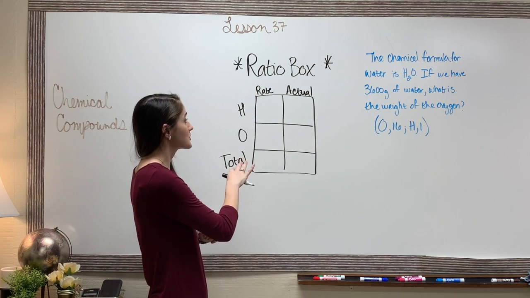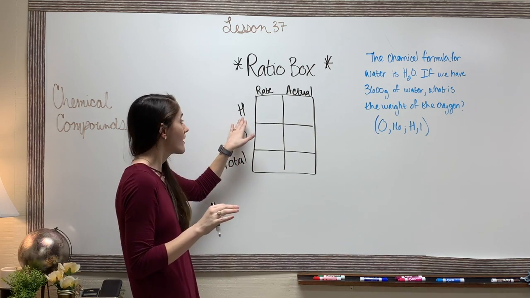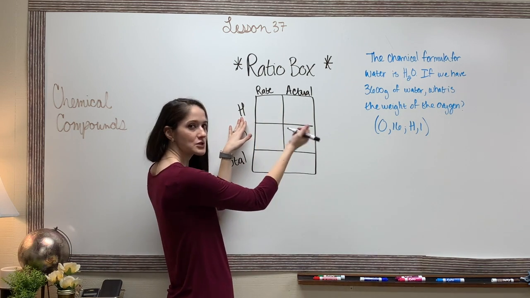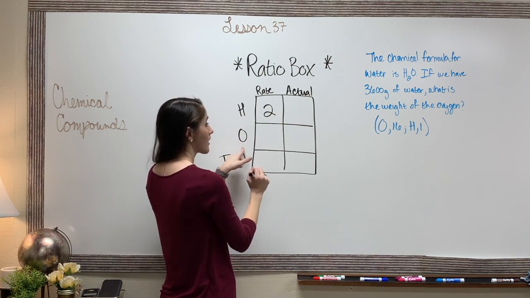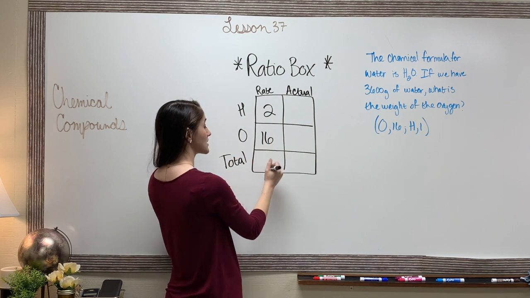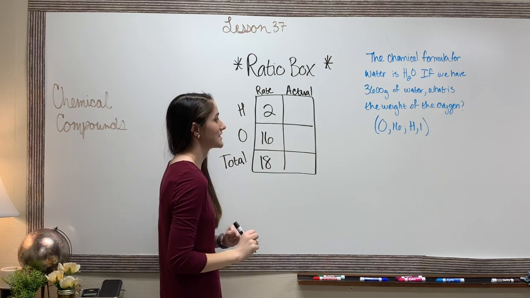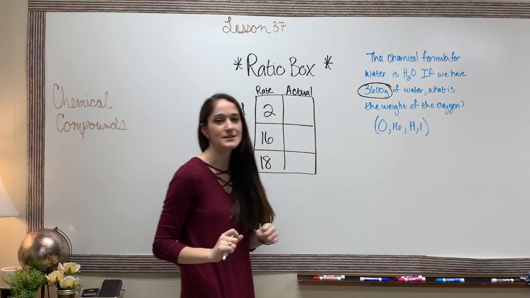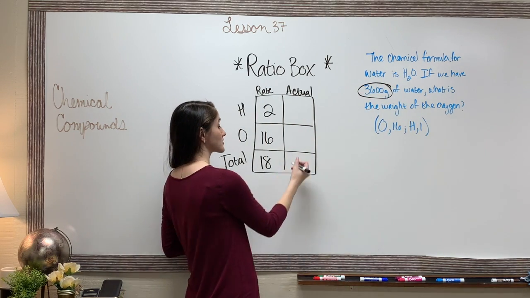So as I start to put this information in here, like we just said, hydrogen, there's two of them and they have a weight of 1. So 2 times 1 is going to be 2. Our oxygen's weight is 16, meaning the total weight will be 18. And then another thing that our problem tells us is that we have 3,600 grams of water. So that's going to be our total.